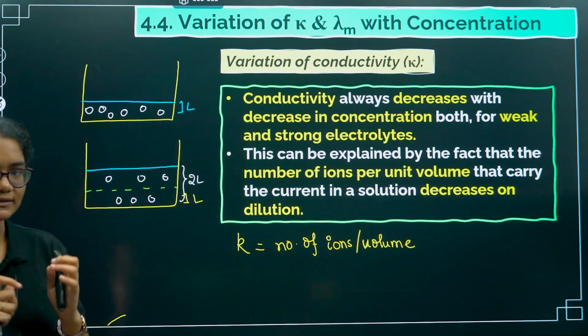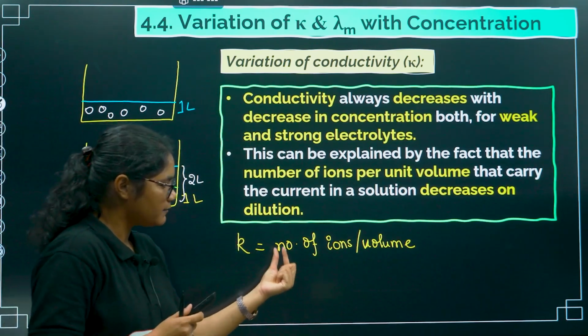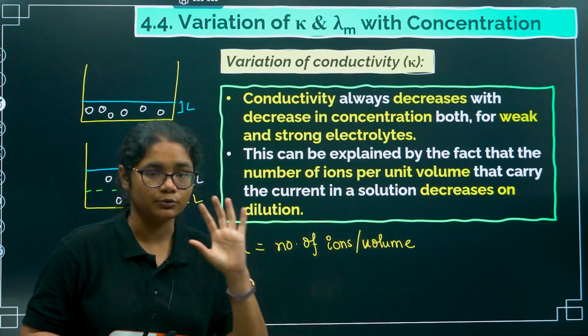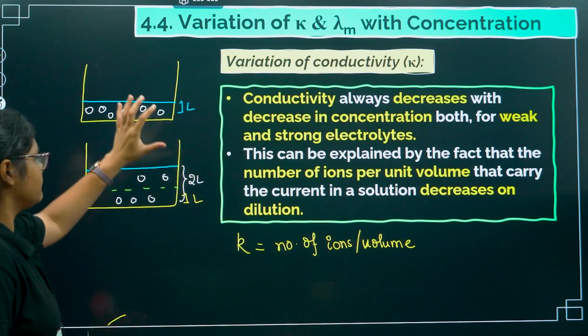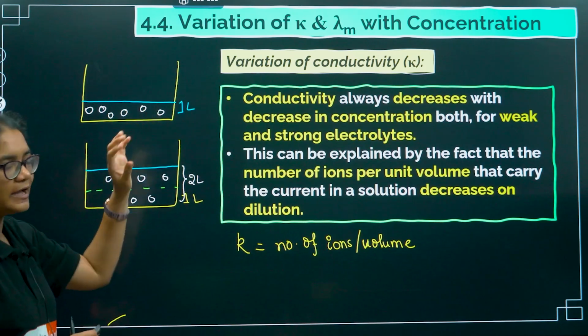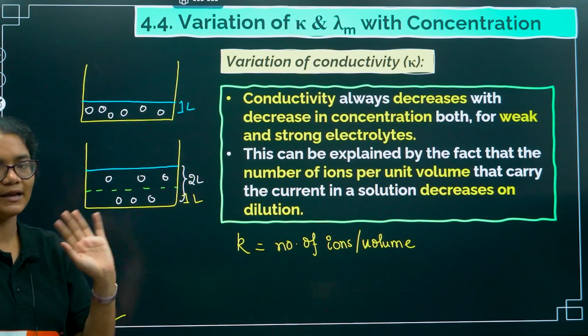Let me explain once again. What is conductivity? Conductivity is defined by the number of ions per unit volume. So we first took 1 liter and added 6 ions there. They were moving and conducting the electricity.